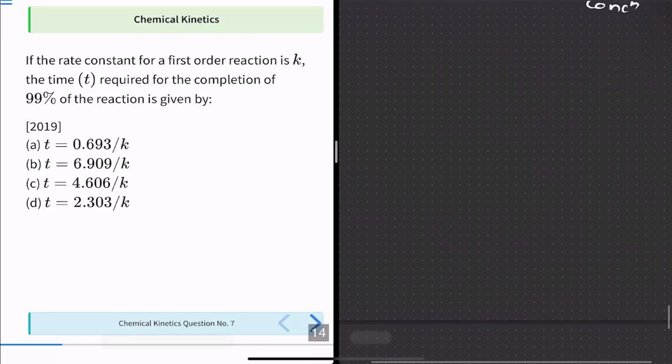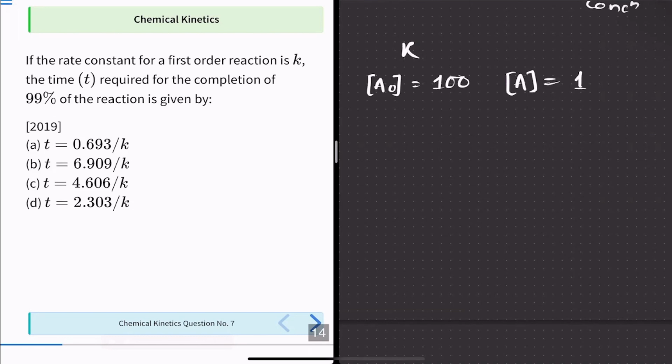If the rate constant for a first order reaction is K, the time required for the completion of 99% of the reaction is given by. Given is rate constant K. Let's assume the initial concentration is A naught and the final concentration is A. Initially, it was 100. Now it is completed by 99%, means the remaining concentration is only 1.